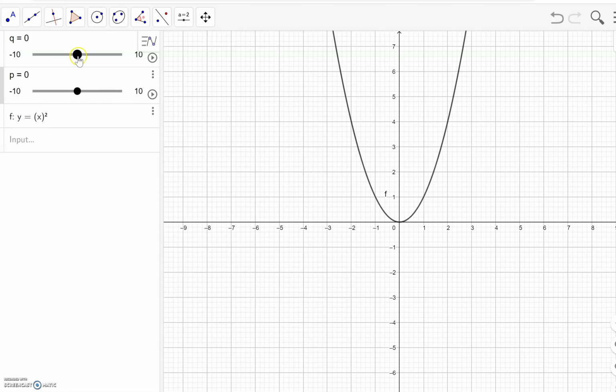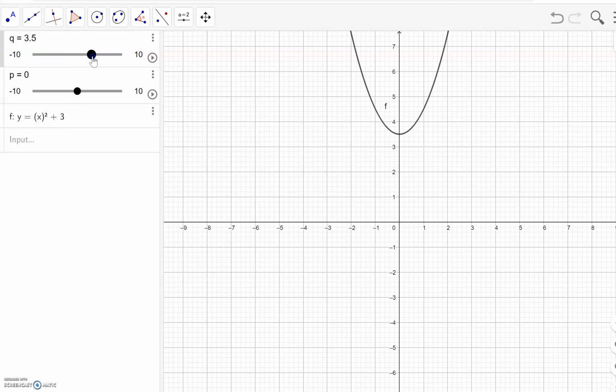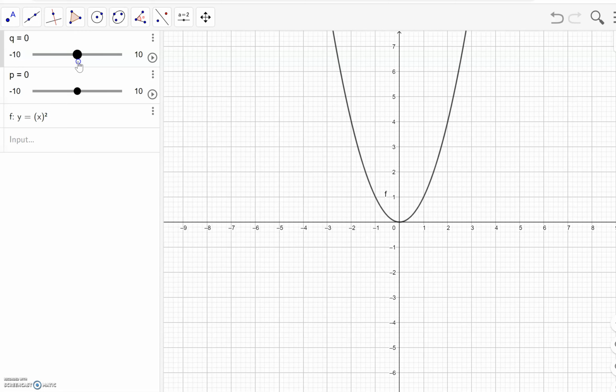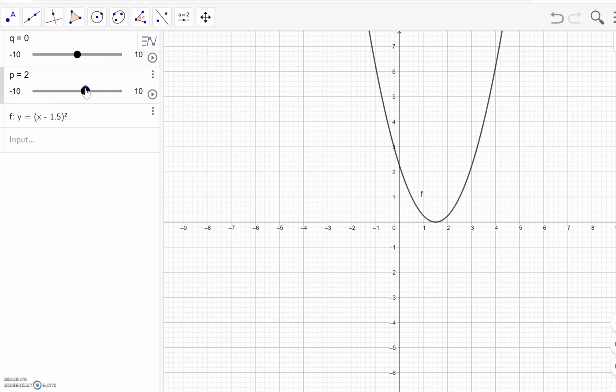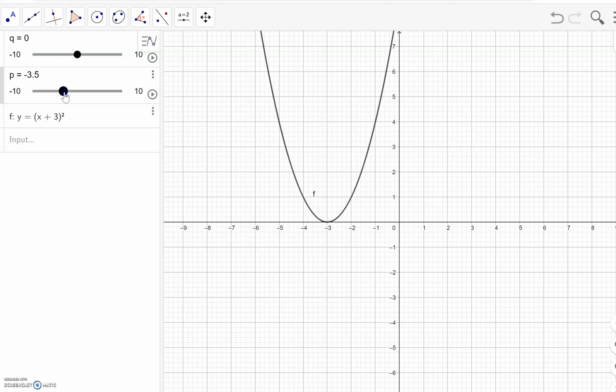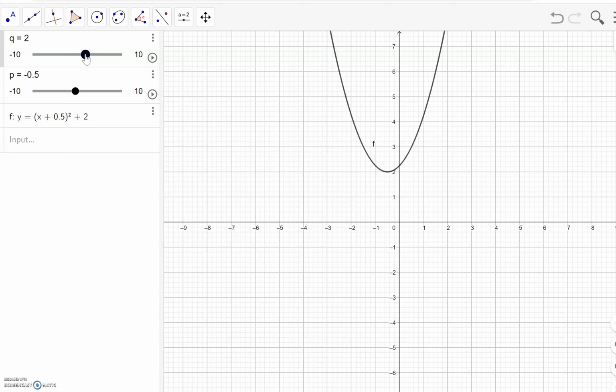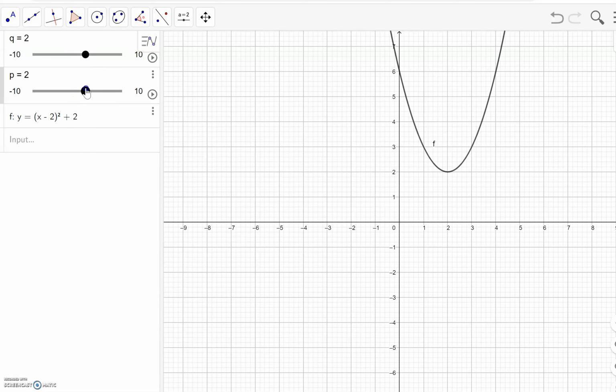If we want to move it up and down, we change q, we add a number on the end. If we want to move it left and right, we change p. And you can do them both at the same time as well. So we can move it up 2, and to the right 2, or to the right 3, whatever we like. And then it moves it away from the axes as well.